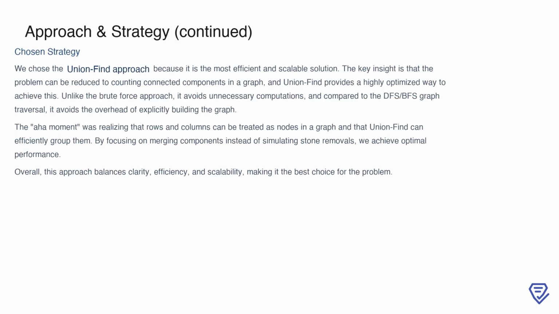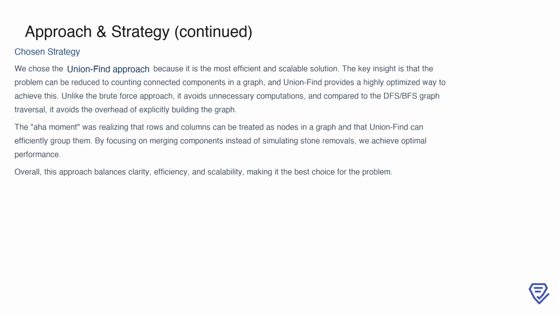Ultimately, we selected the union find approach as the optimal solution. The main reason is its efficiency and scalability, particularly for large inputs. The core insight lies in reducing the problem to counting connected components in a graph, which union find handles in a highly optimized manner. Unlike brute force, it avoids repetitive and unnecessary computations. Compared to DFS or BFS, it bypasses the need to explicitly construct the graph, saving both time and memory.